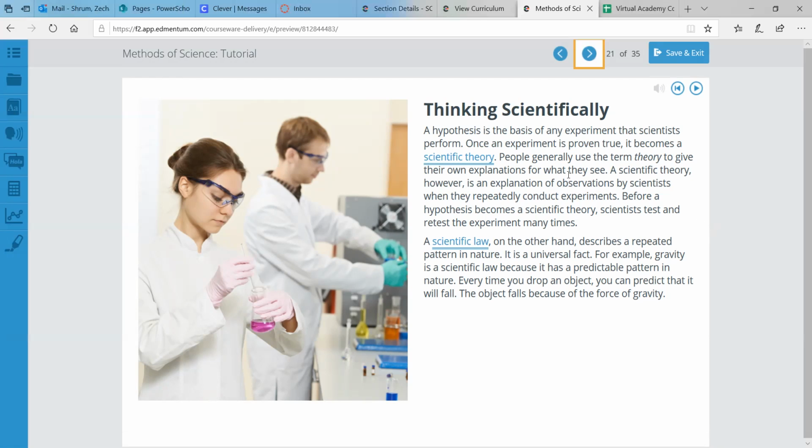So scientists hypothesized about gravity. It became a theory after they conducted several experiments. And then, since it's a repeated pattern in nature, it is known as a scientific law, a universal fact. No matter where you are on Earth, gravity pulls you towards the center of the Earth.